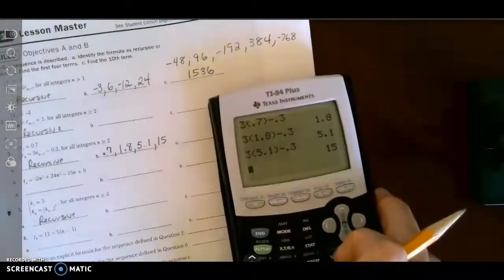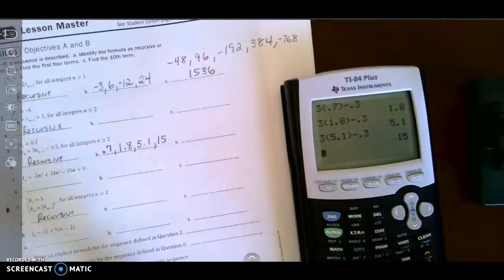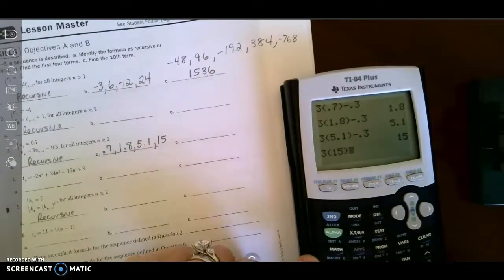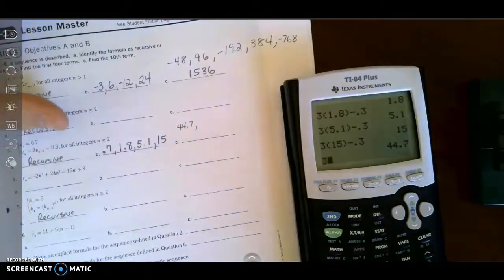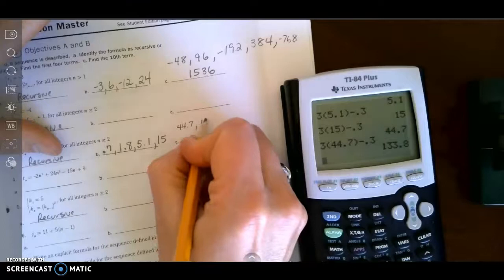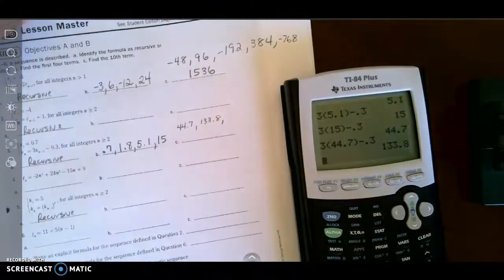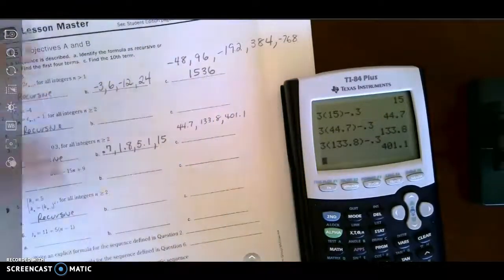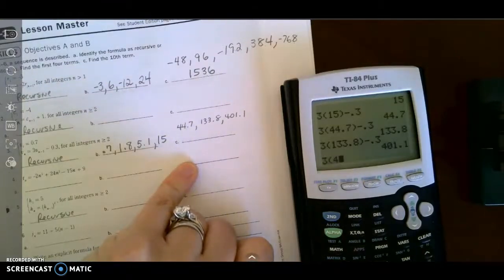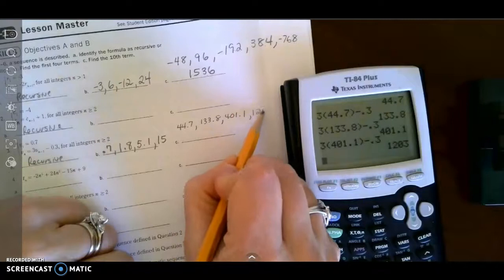And I'm just going to keep doing this and taking 3 times 15 and subtract 0.3, and I get 44.7. 3 times 44.7 minus 0.3, and I get 133.8. 3 times the 133.8 minus 0.3, and I get 401.1. 3 times the 401.1 minus 0.3, and I get 1,203.